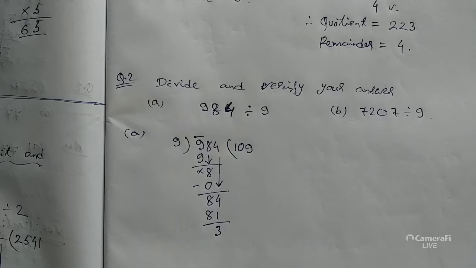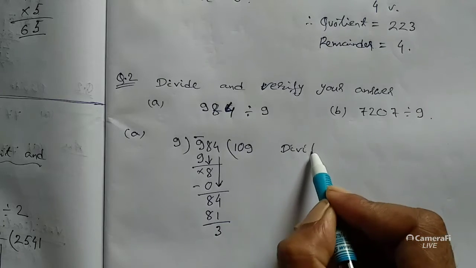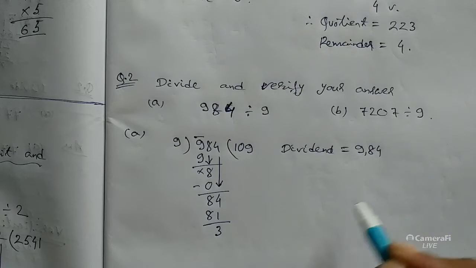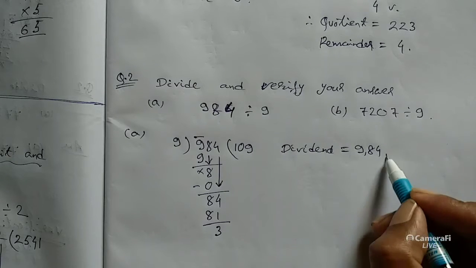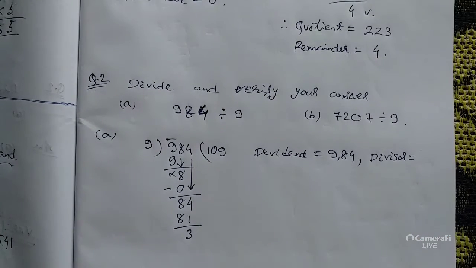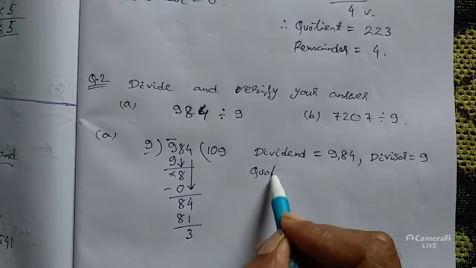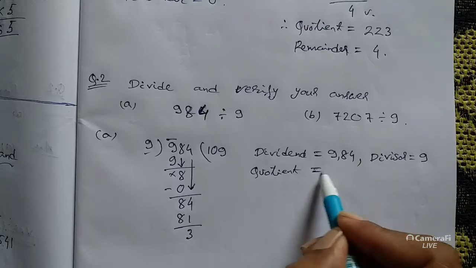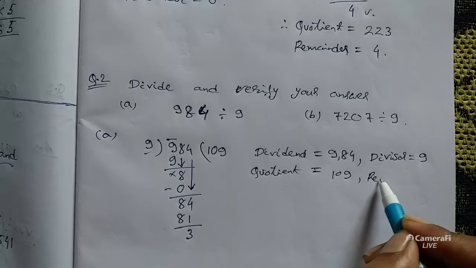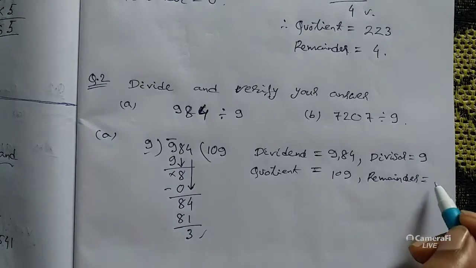Now for verification, first we will note down these things. The dividend here is 984. Then the divisor is 9. The quotient is here 109, and the remainder, the leftover number, is 3.